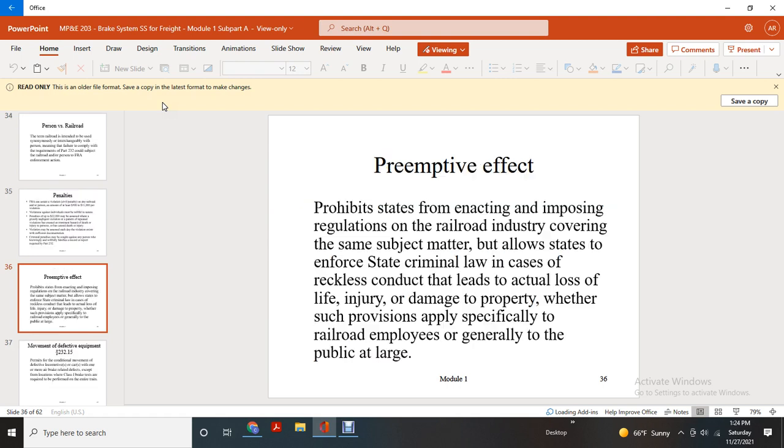Preemptive effect: Part 232 prohibits a state from enacting or imposing relief for the railroad industry covering the same subject matter. State criminal law enforcement remains the key for reckless conduct that leads to actual loss of life, injury, or damage to property, whether the scope of the provision applies specifically to railroad employees or with a general nature to the public at large.